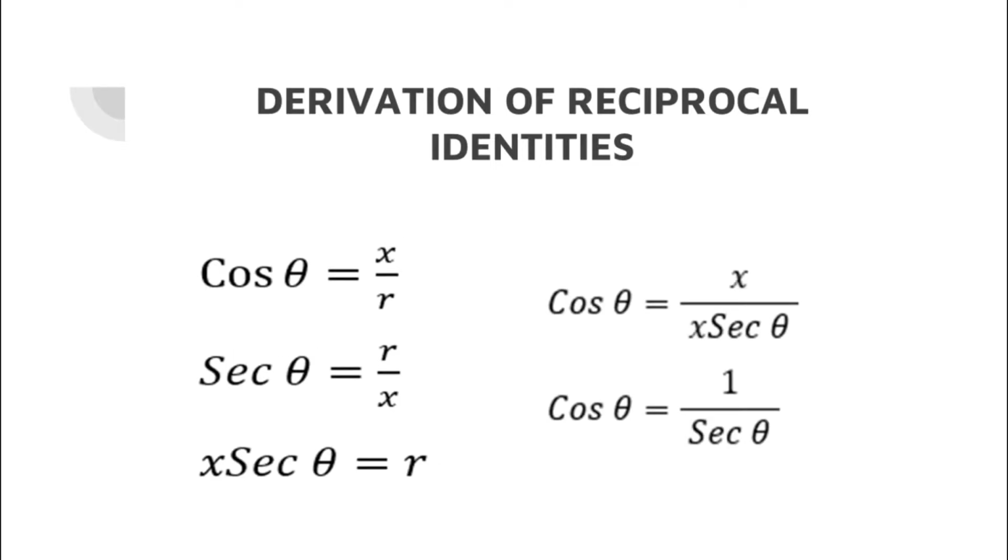Next is finding the reciprocal value of cosine theta. Define it as x over r, secant theta as r over x. Define secant theta in terms of r. Then we'll have x secant theta is equal to r. Substitute that value onto cosine theta, which gives us cosine theta is equal to x over x secant theta. Cancel like terms, which is x, and then we'll have cosine theta is equal to 1 over secant theta.